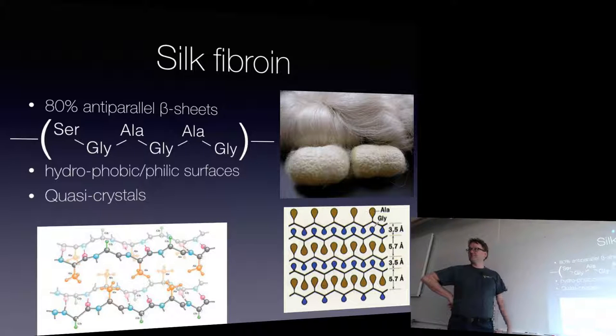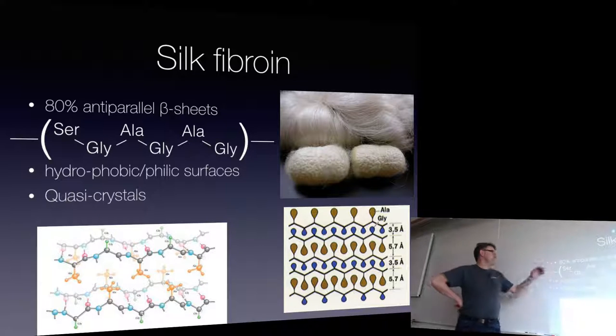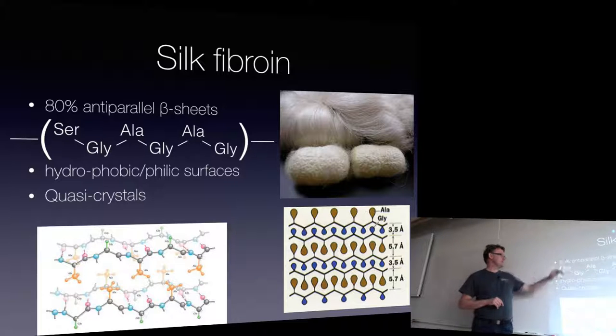Silk. Silk is pretty much pure beta sheets. It's a small repeating unit that's serine, glycine, alanine, glycine, alanine, glycine, at least most of it. This forms anti-parallel beta sheets. I'm so not a silk expert, but there are some other proteins that give different types of silk slightly different properties, but it's pretty much only beta sheets. And it's almost going to be crystalline, but not quite.